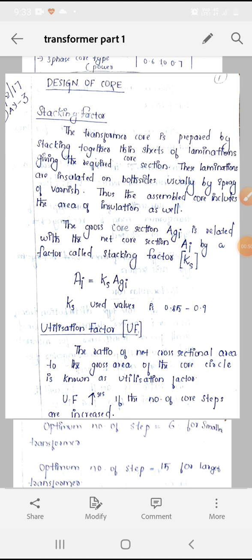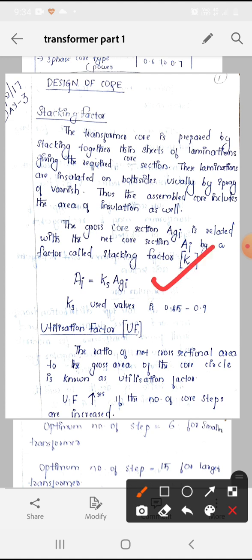First thing we need to know is the stacking factor. So what is stacking factor? Stacking factor is denoted as Ks. Ai is equal to Ks into Agi, whereas Ai is the net core area and Agi is the gross core area. So stacking factor is basically the ratio of net core section to gross core section, Ai by Agi. Normally Ks value is from 0.85 to 0.9. So in a question, if stacking factor is not given, you can take it as 0.9, or any value in the range 0.85 to 0.9. Normally we will be taking 0.9.